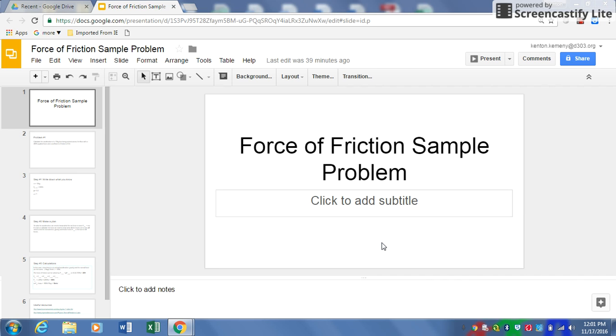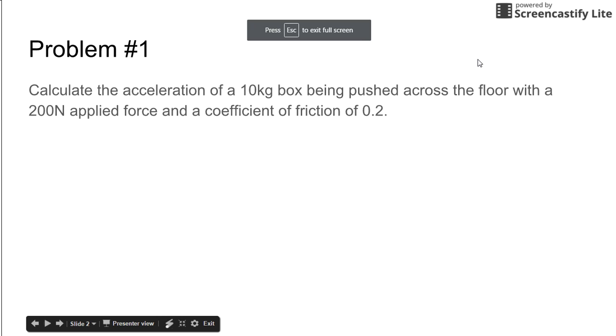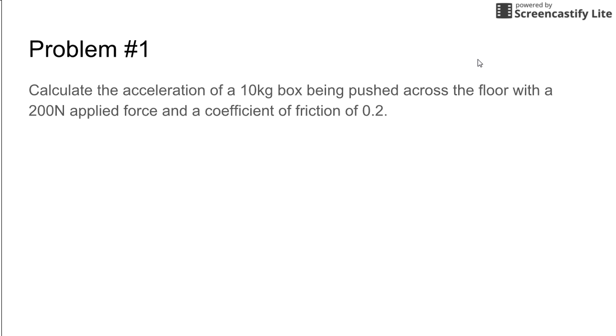All right, so we're going to go through a force of friction sample problem like we've been working on in class. So here's the problem. It says calculate the acceleration of a 10 kilogram box being pushed across the floor with a 200 Newton applied force and a coefficient of friction of 0.2.